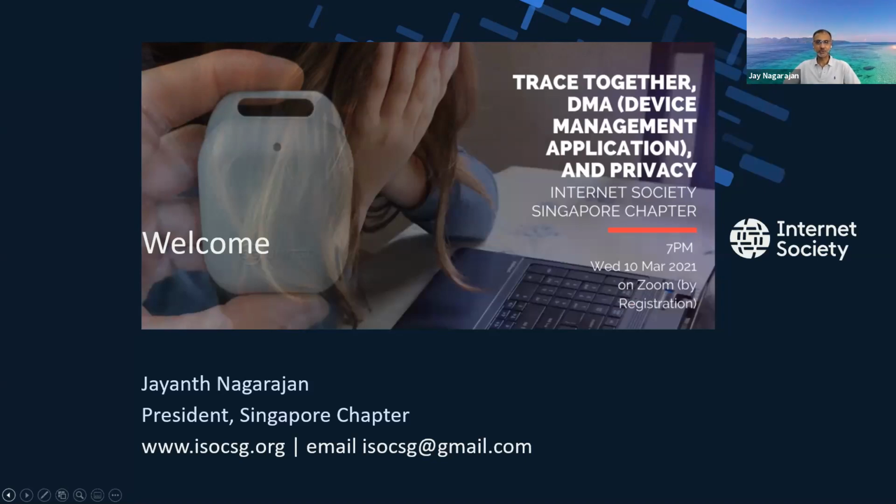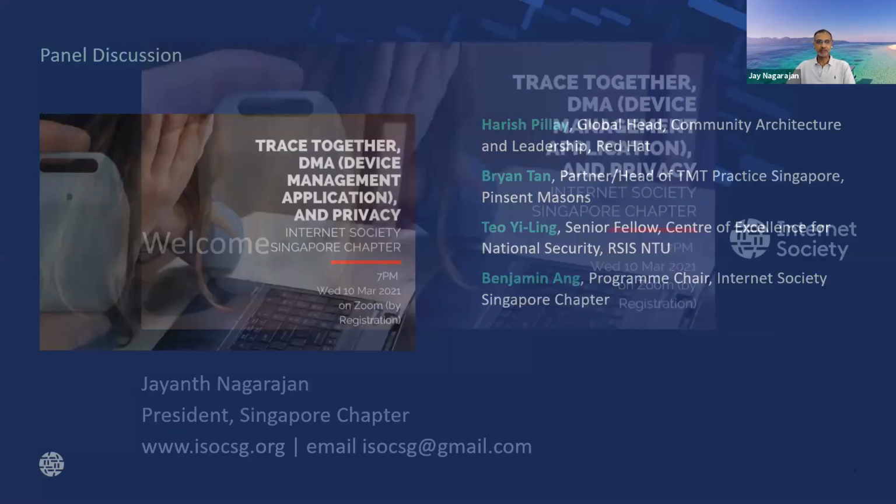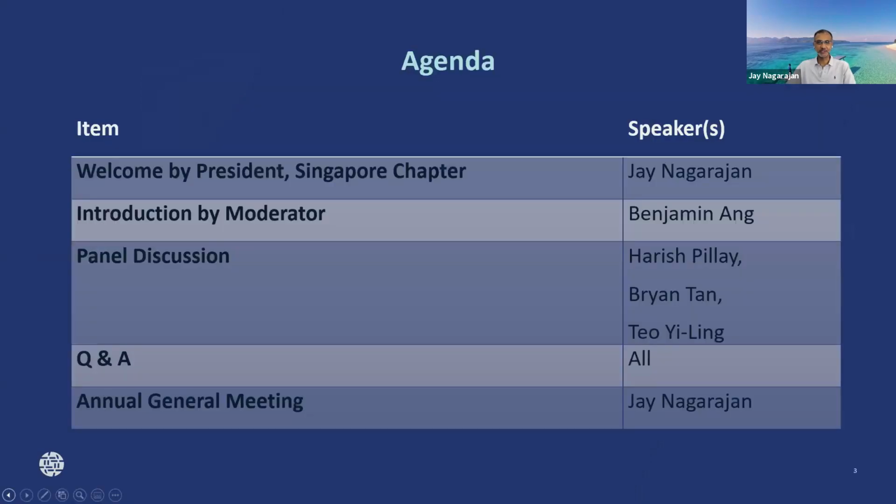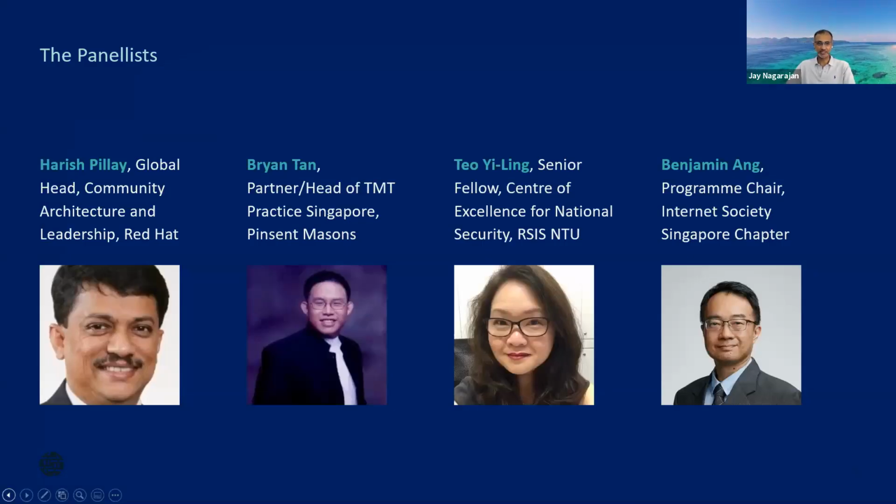Ben, if you could just show that slide again with the panelists, that would be helpful. So we've got some luminaries here from the industry. We've got Harish, who's the Global Head of Community Architecture and Leadership from Red Hat, based here in Singapore. He was also on the ISOC Global board, so it's great to have him here. Bryan is familiar to a lot of people in the Singapore legal community, as well as beyond that through the nature of activities that he's got involved. He is a partner and head of TMT at Pinsent Masons, which is a well-known law firm. We've got Yi-Ling, a senior fellow at RSIS NTU, and Ben, who has very graciously offered to host this session and to moderate it, and really has done the heavy lifting and bringing it all together. So thank you for all the efforts on this, Ben.